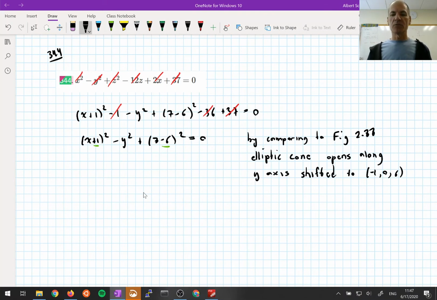We've done a lot of sort of hand waving here, and maybe not hand waving, but introduced some ideas that are not explicitly in figure 288. This idea of shifting, completing the square, and introducing these shifts is something that I expect you to understand and incorporate into your general knowledge of quadric surfaces.